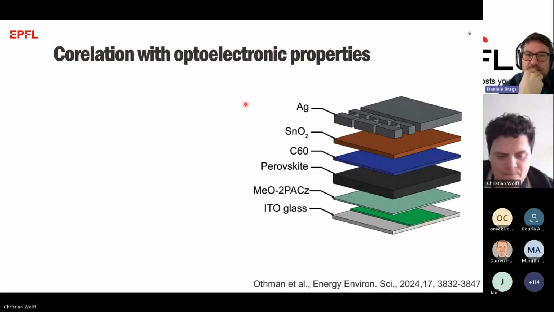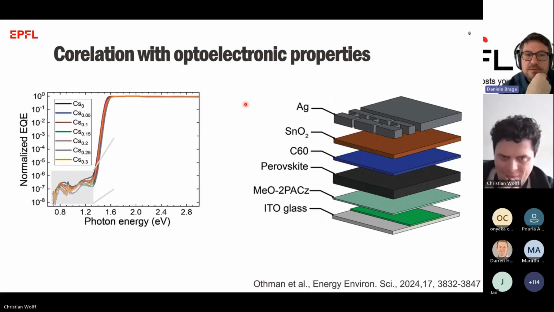And there's a question for the next slide. You have been showing a normalized EQE. They would like to know if you have also the IQE for the subband gap absorption.